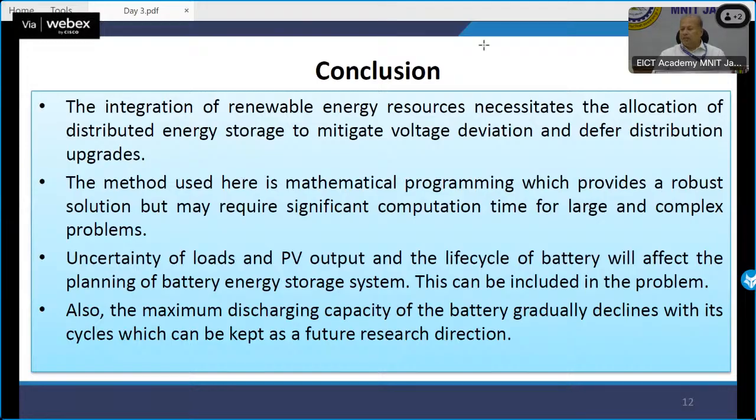Uncertainty of loads and PV output and the life cycle of the battery will affect the planning of the battery energy storage system. This can be included in the problem too. Many other constraints that we have not included, you can include if you wish. Also, the maximum discharging capacity of the battery gradually declines with its cycles, which can be kept as a future research direction. We are considering the battery's health on day 1 to be the same as on day 5, day 20 and day 100, which is not true. The battery itself is a different battery. That we have not included in our analysis.